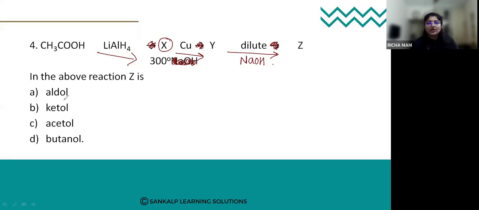A. Aldol, B. Ketol, C. Acetol, and D. Butanol. So acetic acid is reacted with lithium aluminum hydride to give X. This X further reacts with copper at 300 degrees Celsius to give Y. This Y is further treated with dilute NaOH to give Z. Find out what Z is in the following.